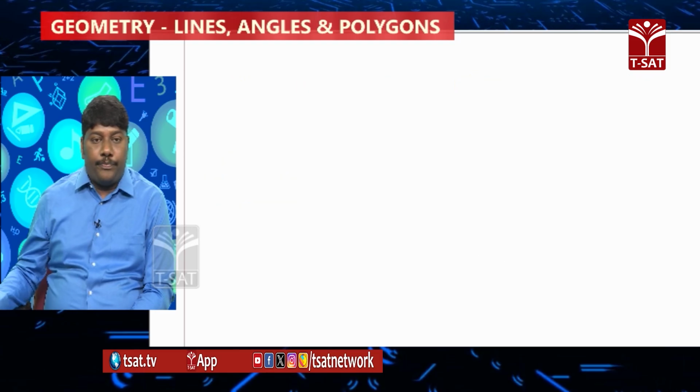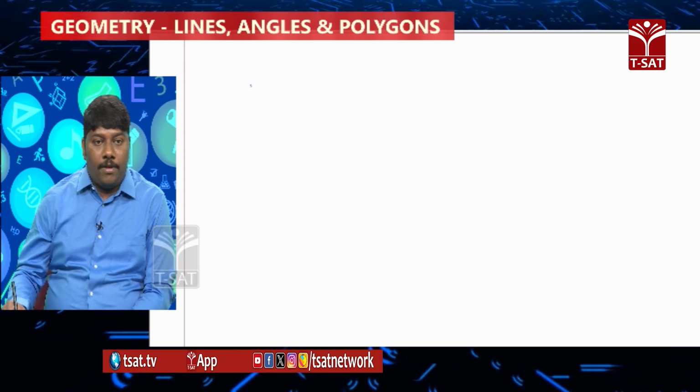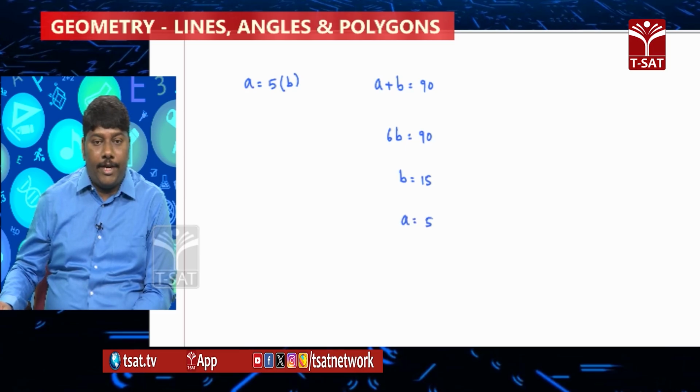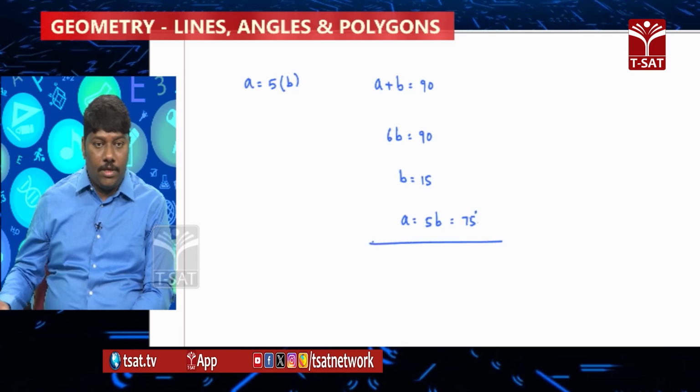The other way of doing: an angle which is 5 times its complement. Let the complement be B. We know complementary angles means A plus B is equal to 90, and A is 5B. Therefore, 6B is equal to 90, B is equal to 15. But I am looking for angle A. Angle A is equal to 5 times B, which is 75. So like this also you can do it by using 2 variables. If you don't want to use 2 variables, you can use 1 variable and do it.